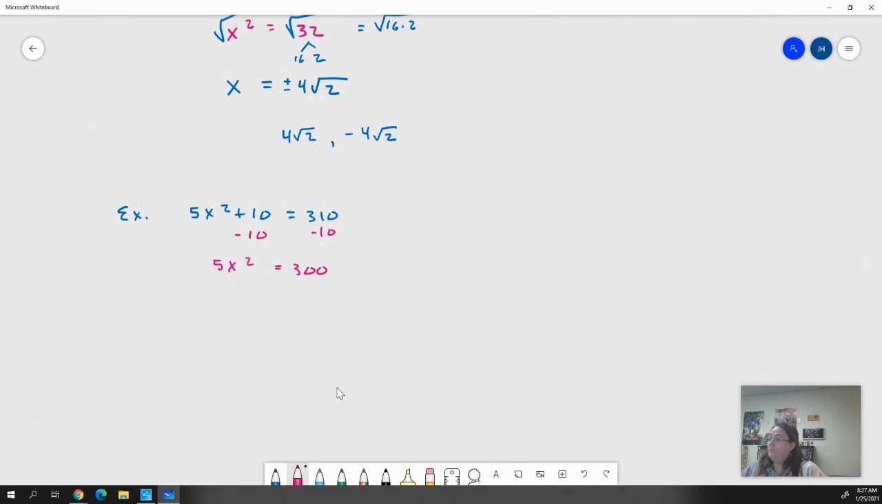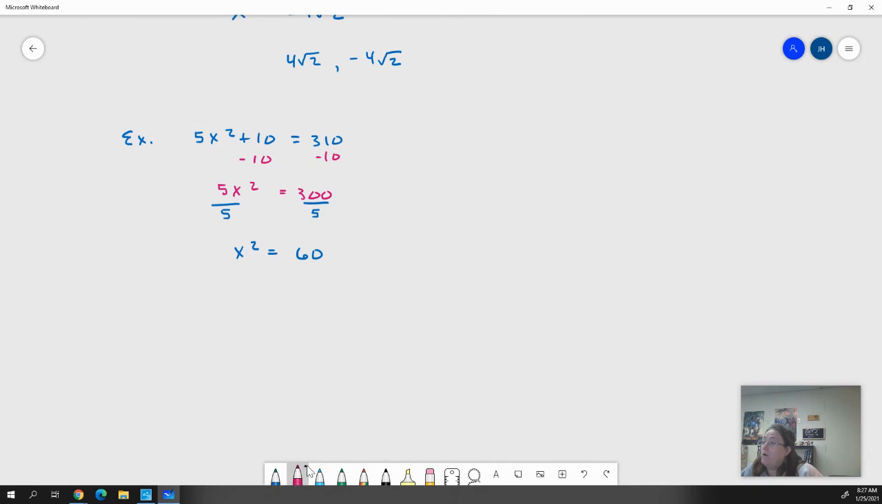Then we're going to do our next step. We're going to divide by 5 because we're trying to get that x all by itself. So I'm going to get x squared equals 60. So we've isolated the x squared, and now all we have to do is take the square roots of both sides. This is going to give me x, but 60 is not a perfect square. Let's look at what it is. The only thing I can think of, I could go, well, it's 10 times 6, but that doesn't help. It's 2 times 30, but that doesn't help.